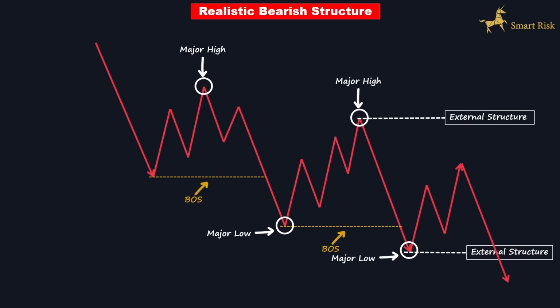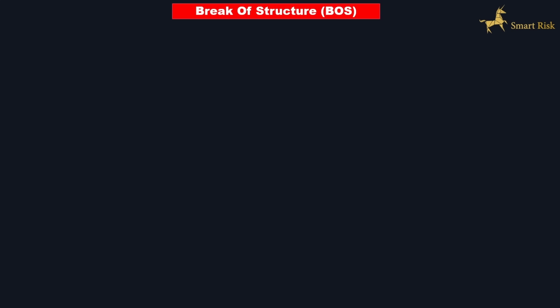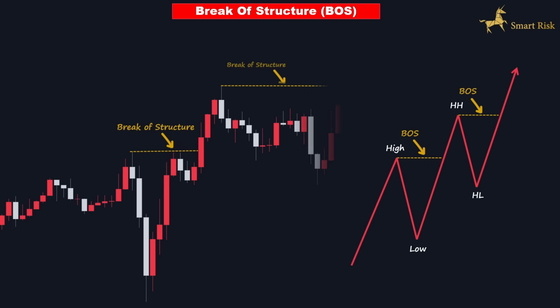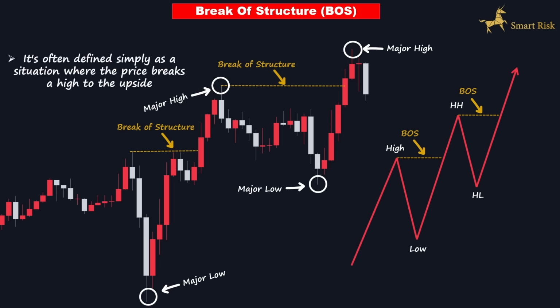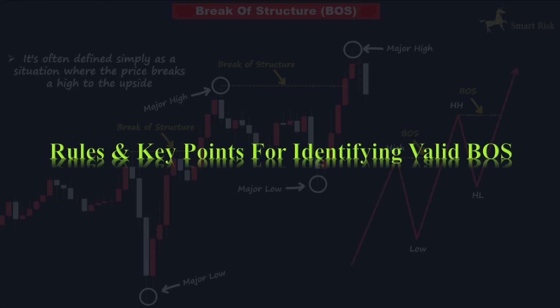Subsequently, after creating various internal structures, the price continued its downward momentum, establishing a sequence of lower lows and lower highs. Now, we will delve into another crucial aspect of market structure, the break of structure, BOS. You've likely encountered BOS in various trading tutorials, market structure videos, and trading handbooks. For example, in a bullish structure it is often defined simply as a situation where the price breaks a high to the upside. However, in reality, there are specific rules and key points that we must consider to identify a valid break of structure. Now let's move on to the specifics of those key points and rules.